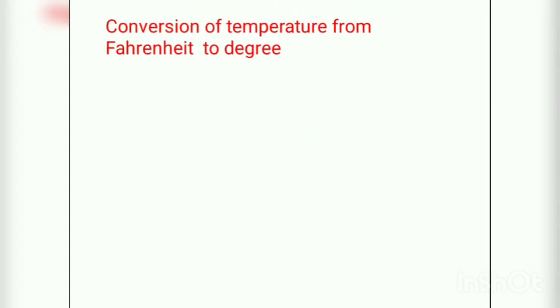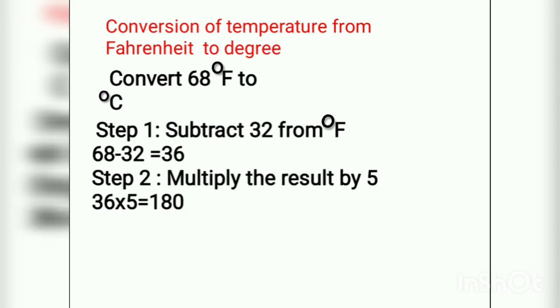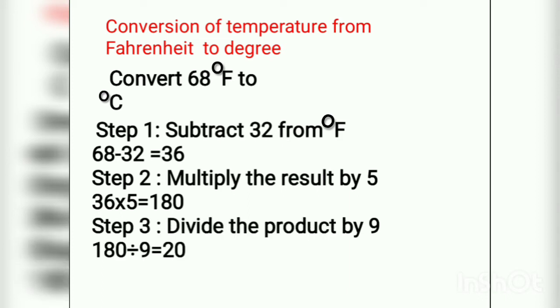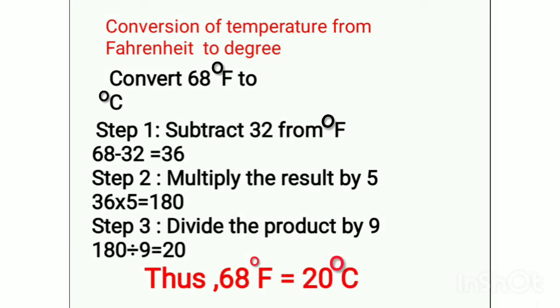Conversion of temperature from Fahrenheit to Celsius. Convert 68 degree Fahrenheit to Celsius. Step 1. Subtract 32 from Fahrenheit. 68 minus 32 is equal to 36. Step 2. Multiply the result by 5. 36 into 5 is equal to 180. Step 3. Divide the product by 9. 180 divided by 9 is equal to 20. Thus, 68 degree Fahrenheit is 20 degree Celsius.